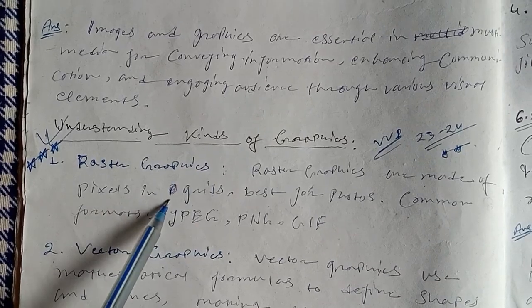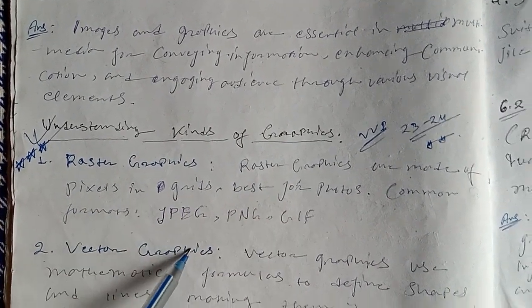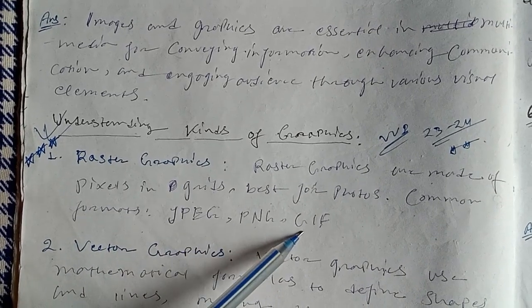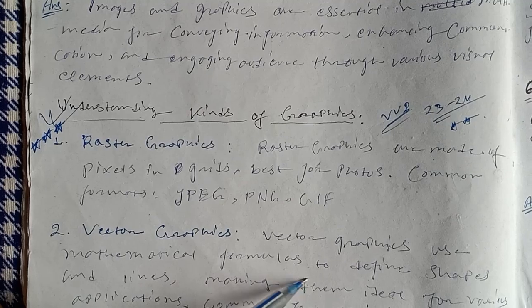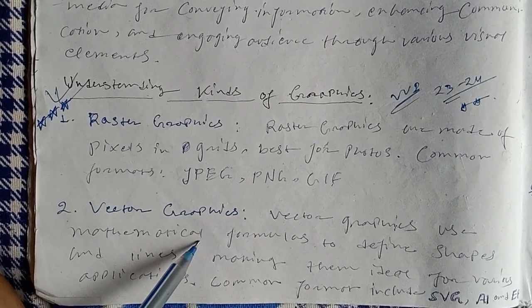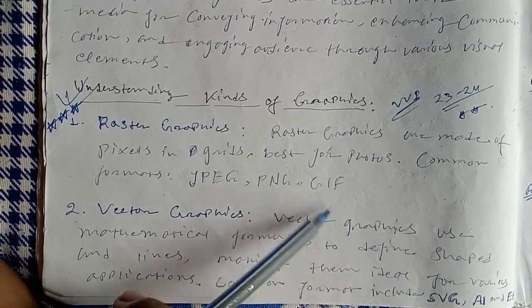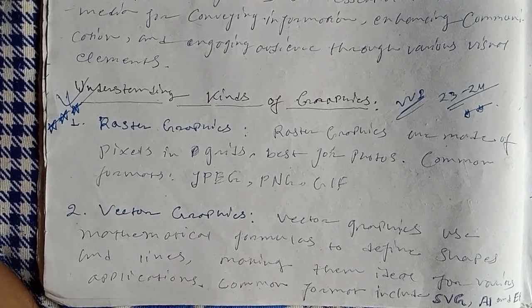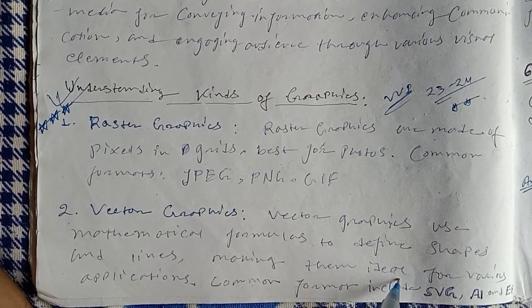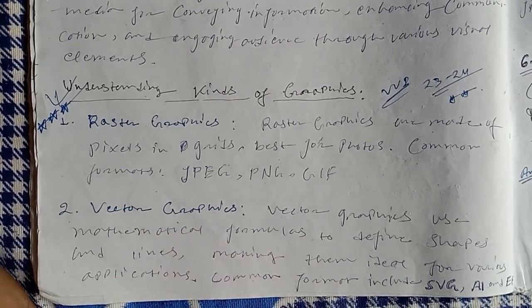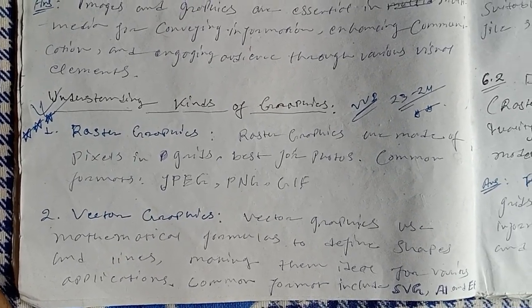Raster graphics are made of pixels, pixel grids, ideal for photos. Common formats are JPEG, PNG, GIF. Vector graphics use mathematical formulas to define shapes and lines, making them ideal for various applications. Common formats include SVG, AI, and EPS.